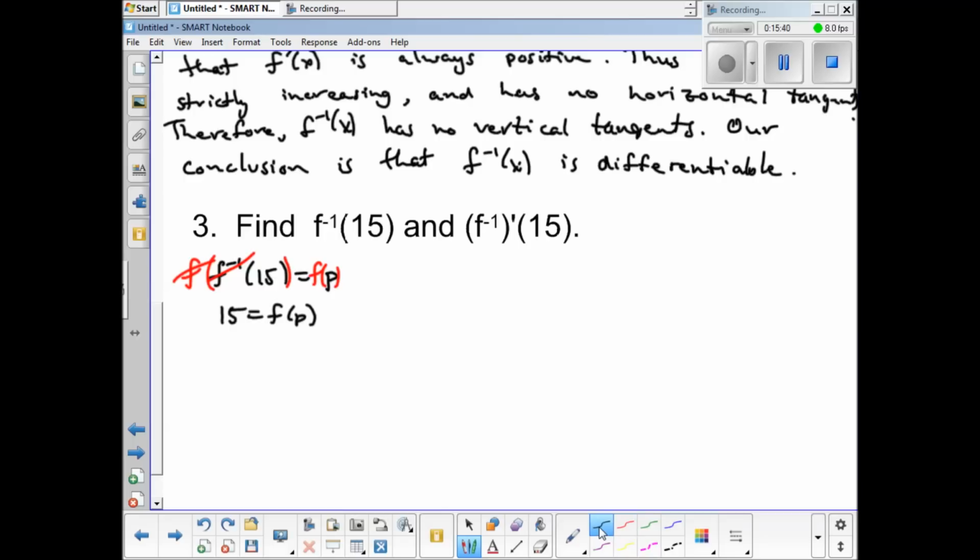So we can take our original function, f of x, and set it equal to 15. It would look like this: P to the 5th plus 6P minus 7 equals 15. And then we need to solve it.